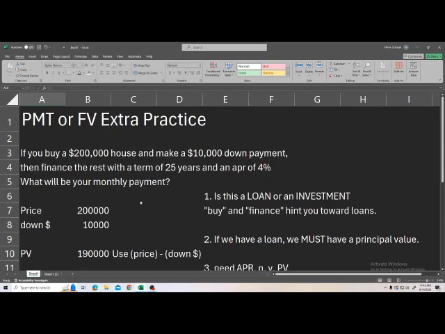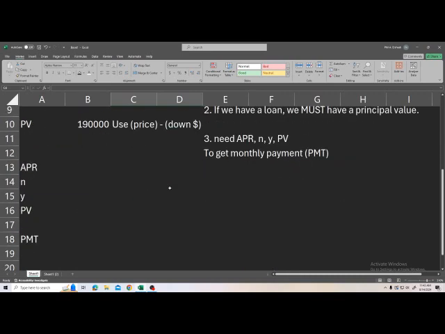Let's go back to the top now, and notice that at the end of line 4, we have an APR of 4%. In line 5, we are being told that the payments are monthly, giving us an N value of 12, and we have a term of 25 years. We'll type that into Excel. We also found the principal value earlier, that's $190,000.